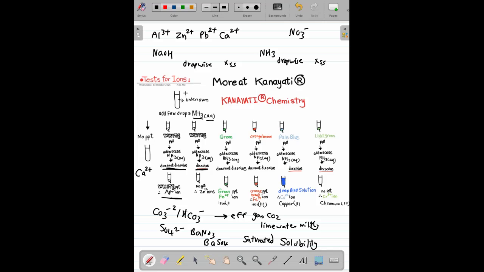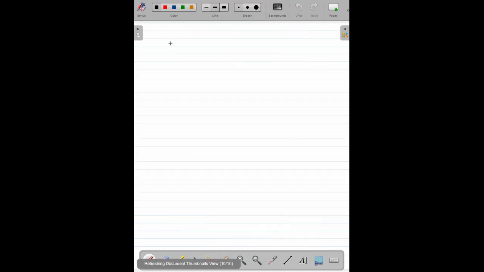Any insoluble solid is always in equilibrium with its ions in solution. So if I have silver chloride, which is insoluble, it has equilibrium with its silver ions and its chloride ions in its solution. Because this is a very insoluble solid, mostly the equilibrium goes to the left, where the silver chloride is much more than the silver and chloride ions.